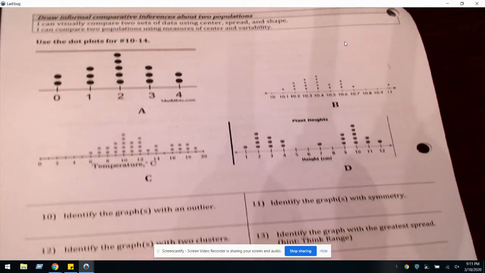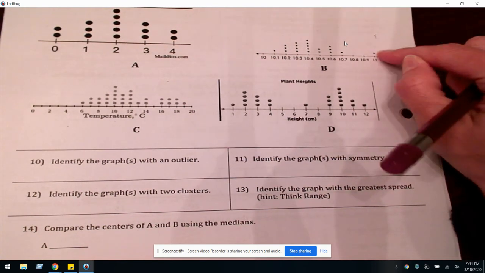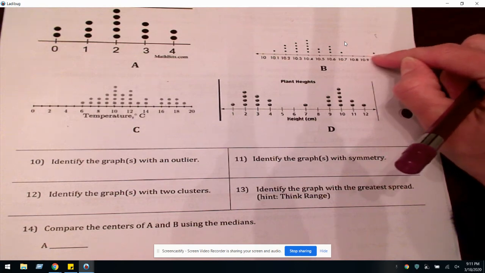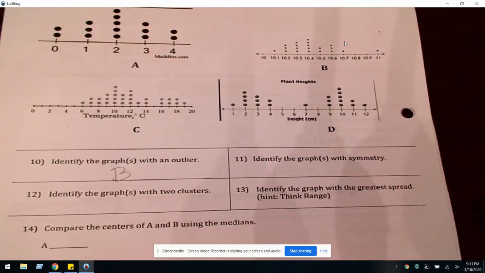So question 10 says identify the graphs with an outlier. So the one with an outlier here is going to be graph B. If you look, it's got this point all the way over here. That's an outlier. It's not fitting with the rest of the data.